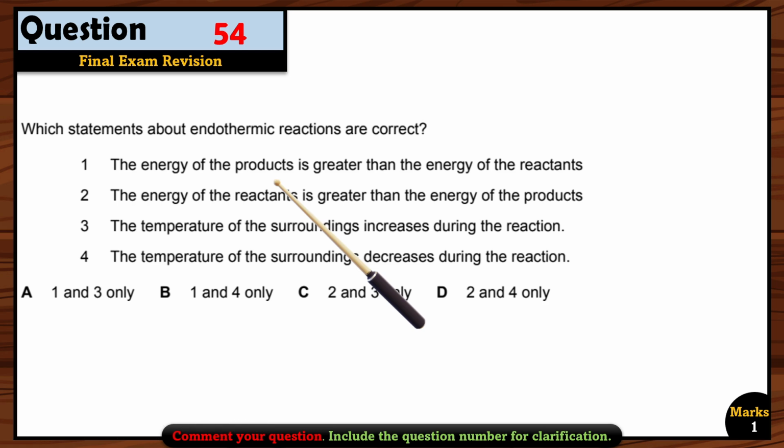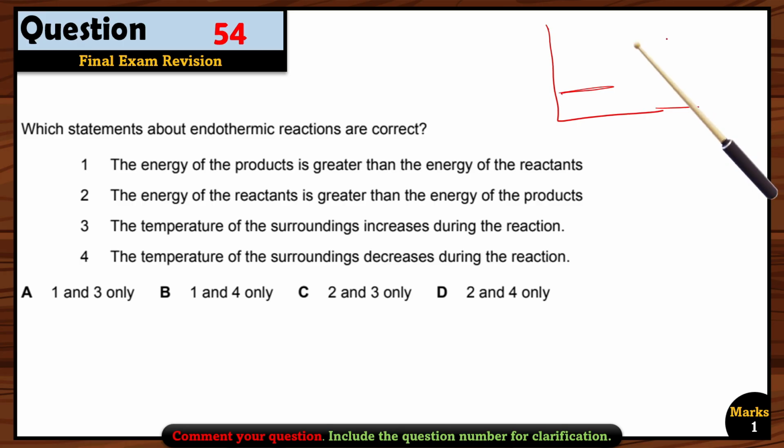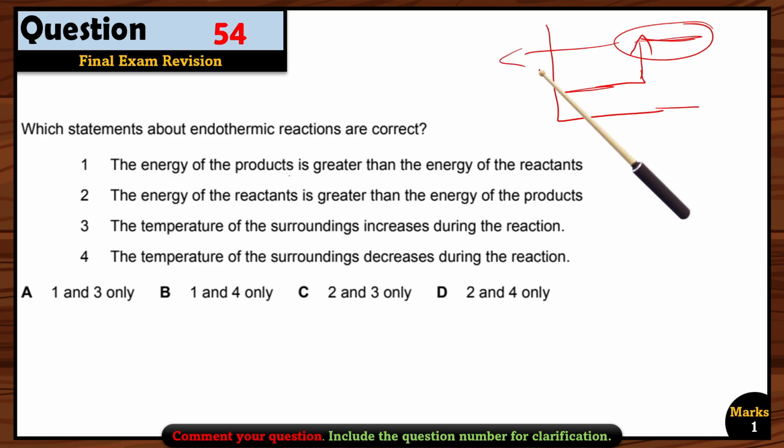So let's see one by one. The energy of the product is greater than the energy of the reactants, endothermic reactions. If you see the energy level diagram, reactants are always at the bottom and products are always at the top in endothermic reactions, right? So it means the energy of the product is greater. Yes, it's right. The energy of the product is greater than the energy of the reactants. This option is right.